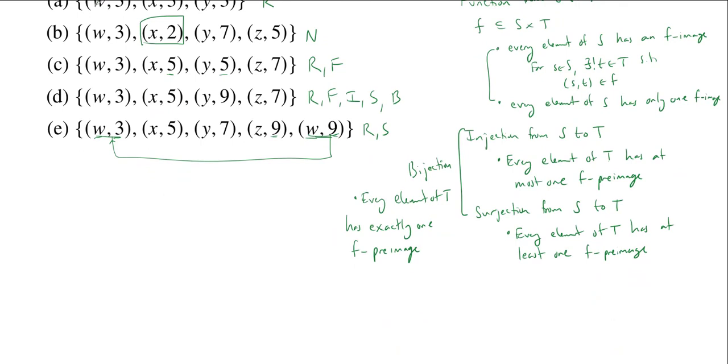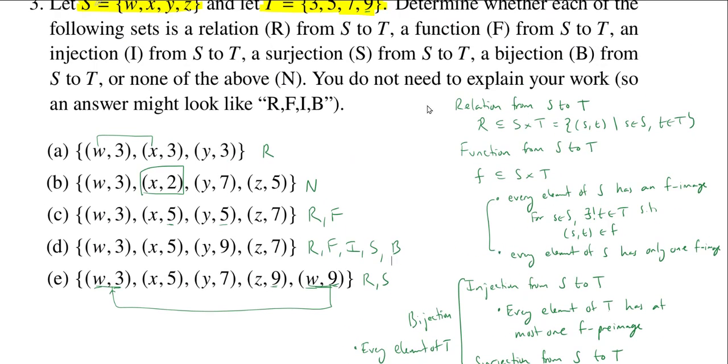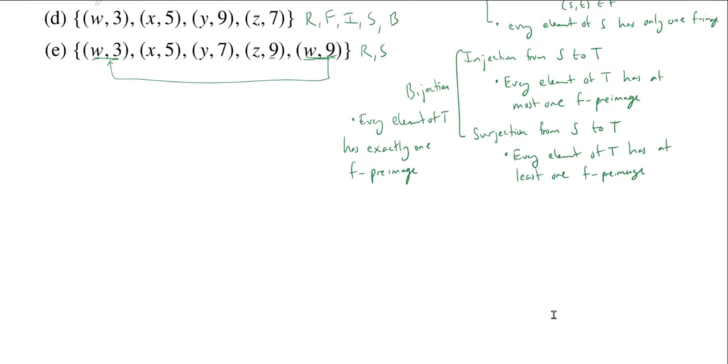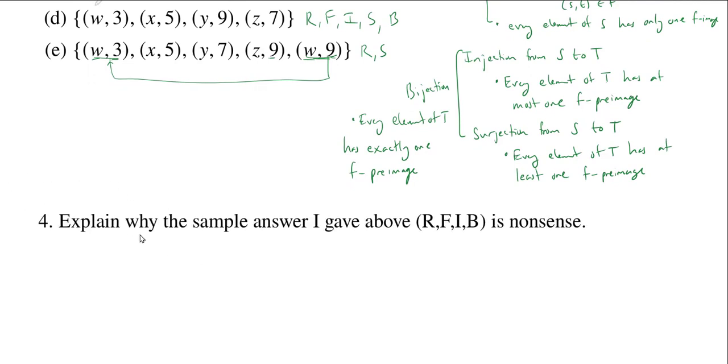Now, there's another problem, right? If we look at this, an answer might look like RFIB. That should look a little funny to you. Okay, so this is actually problem 4. So we'll scroll down and put it in here. Explain why the sample answer I gave above, RFIB, is nonsense. All right, so this would be a relation that is a function which is injective and which is bijective. And notice here I'm missing a letter, right? I'm missing surjective.